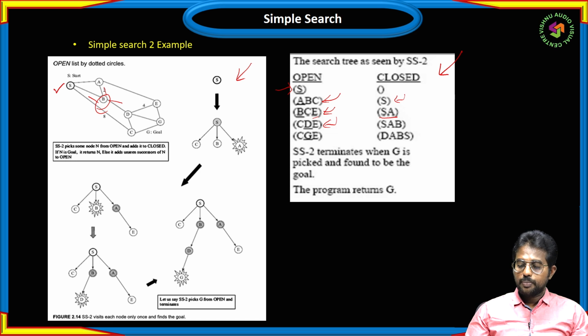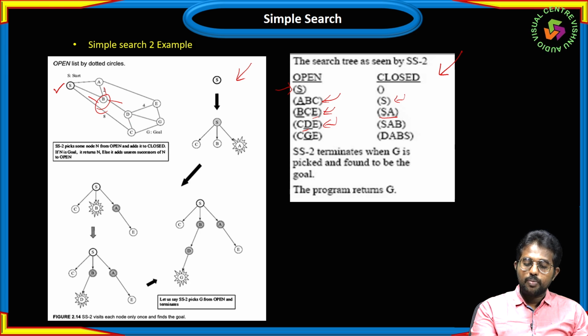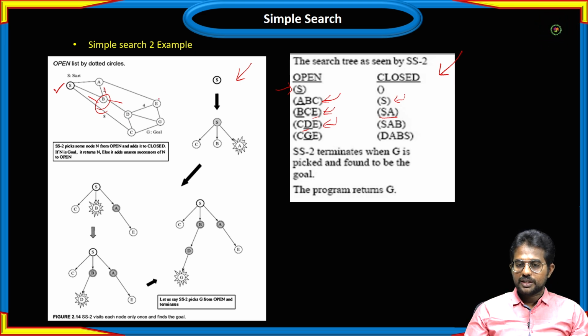In the next step, the elements in open are c, d, e. I will try to pick any element. Let's say I have picked d. I will check whether d is a goal node. It is not a goal node. So I will apply the moveGen function on d. If I apply moveGen on d, the elements will be b, c, e, g. So four successors are there.